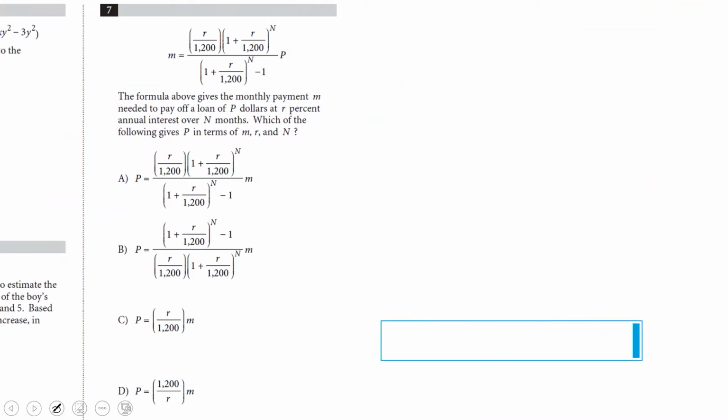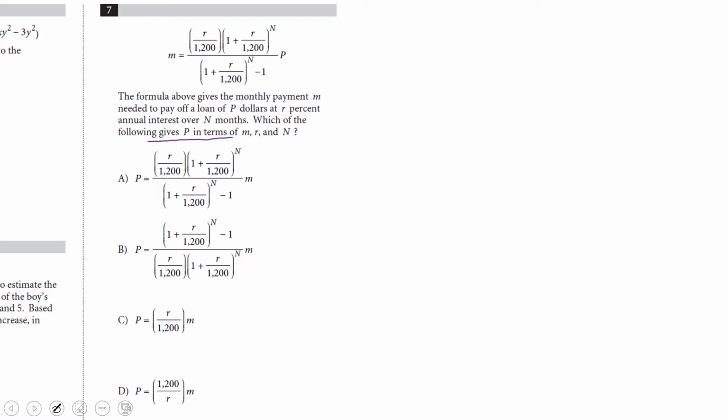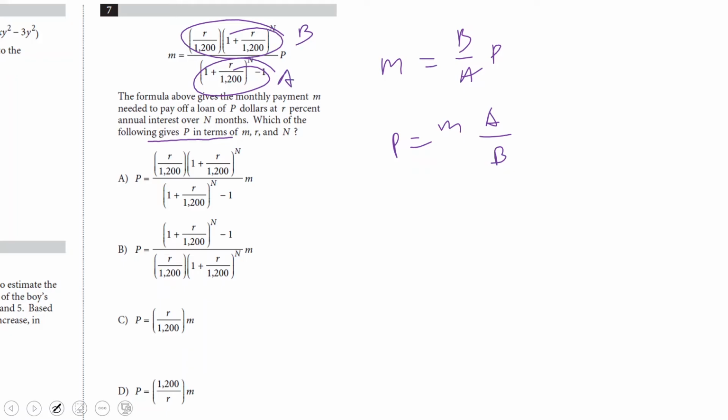Next, alright, so to many of you this will sound like a very complicated problem. Okay, which of the following gives p in terms of m, a and b? Alright, cool. So I'll just do m is equal to b over a times p. So therefore p is equal to m times a over b. Now this guy's b, this guy's a. So the answer is B.